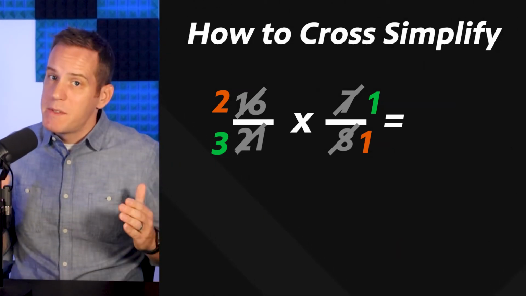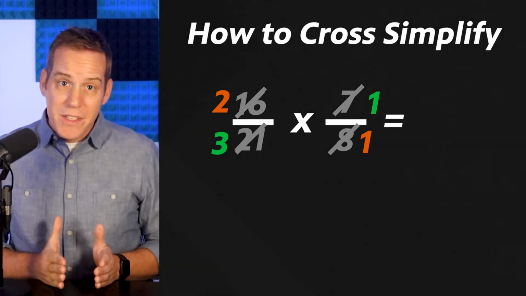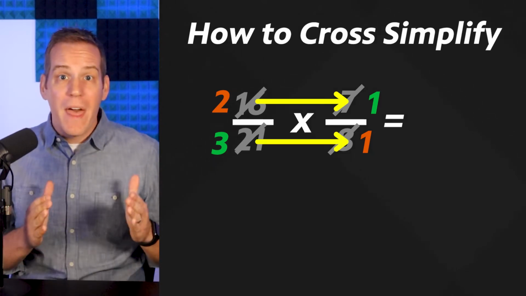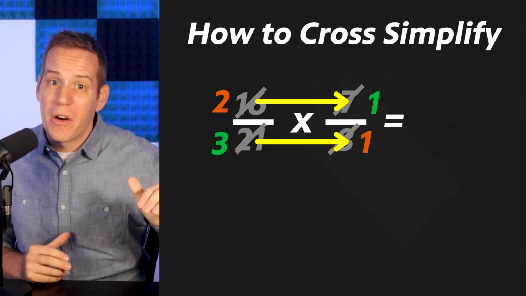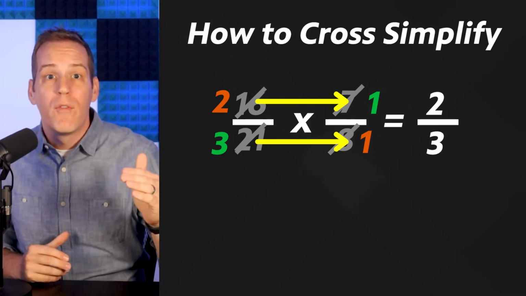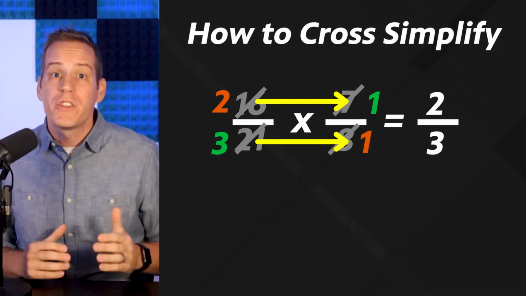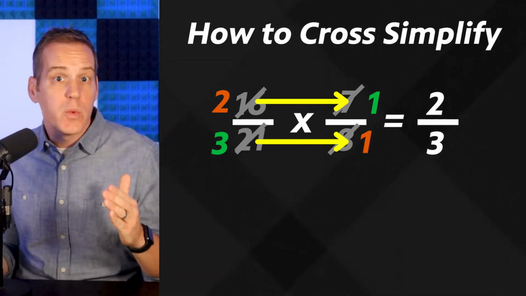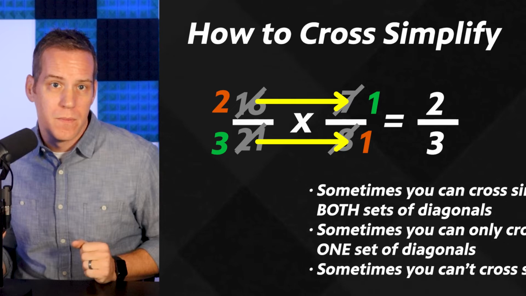Instead of 16 times 7 and 21 times 8, we're doing 2 times 1 and 3 times 1. How about that? Now we can multiply straight across, and we've got 2 over 3 for our final answer. And of course, it's already in simplest form because we cross-simplified as far as we could beforehand.